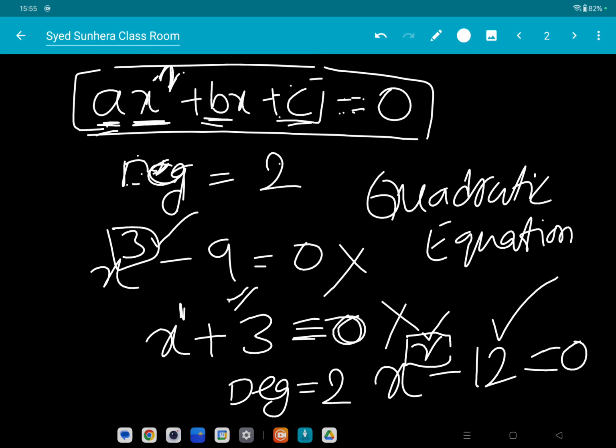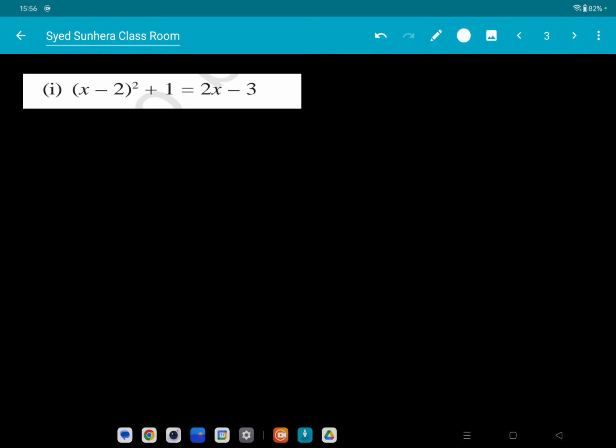Just don't confuse between polynomial and equation. This is about equation, which means we will use the equals to symbol. So is equal to means it is an equation. If is equal to is not there, then it is a polynomial. So we are going to see if the following examples are quadratic equations or not.